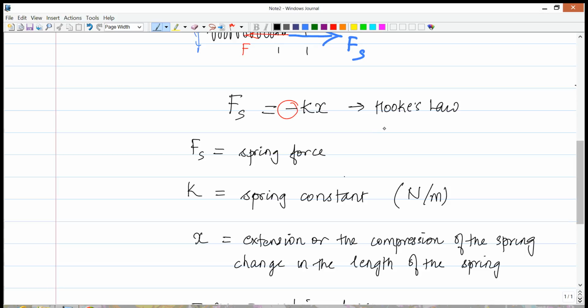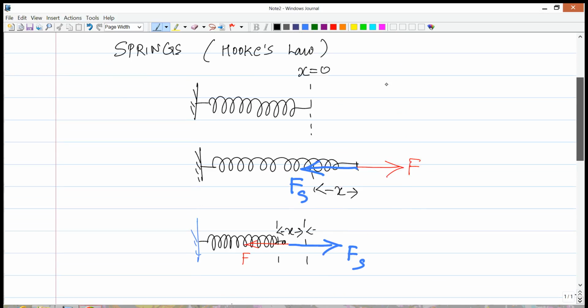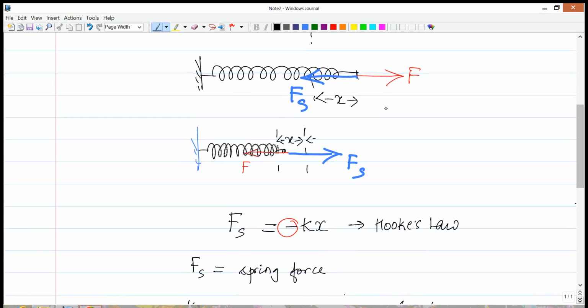So the key components that one must get out of this video is that we're studying springs. We start with a spring that is unstretched. Then we realize that when you pull the spring with some force F, the spring itself exerts a force in the opposite direction. When you compress the spring, once again the force due to the spring is in the direction opposite the change in its configuration.